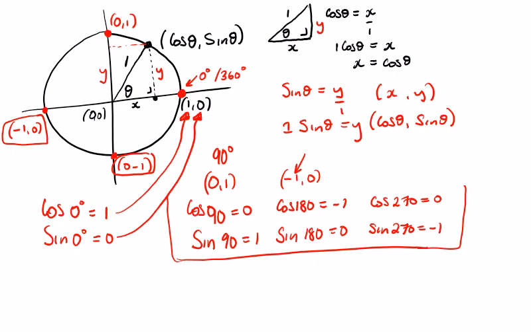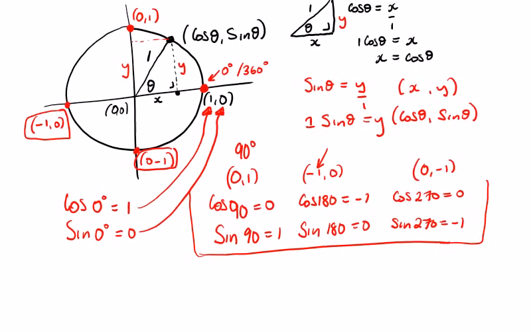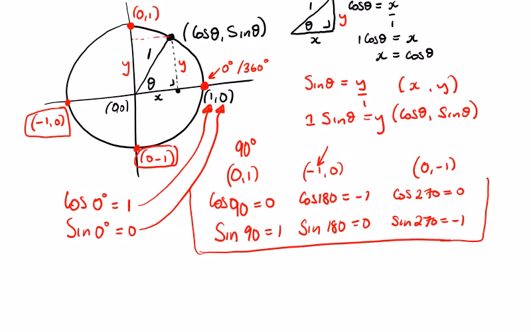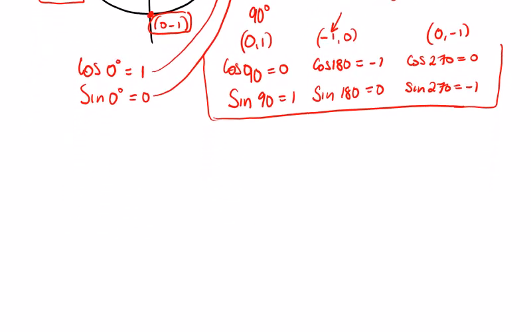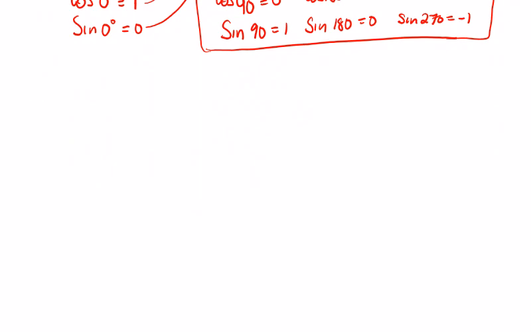So let's have a look. I'll just write down, this is the point 0, minus 1. Let's have a look at some reference angles in here, and we look at radians and degrees. Yeah, another unit circle.